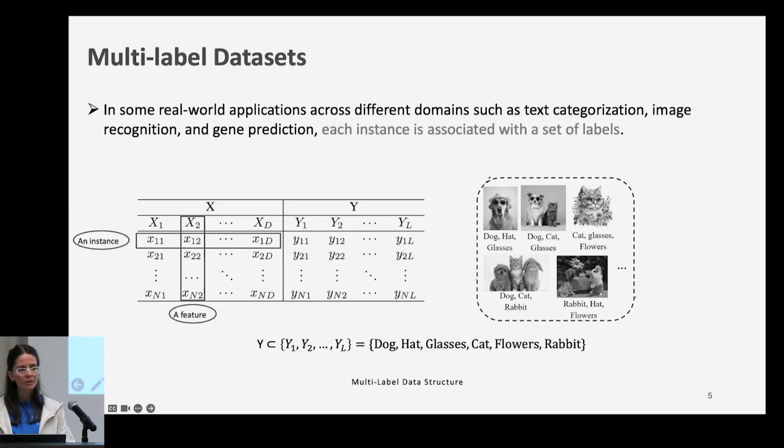But in some real-world applications, we may encounter multi-label datasets instead of single-label data. Instead of having only one label for each instance, we may have a set of labels for each instance. For example, here you can see the multi-label data structure. If each row is considered as an instance, then each instance has a set of features and a set of labels. For example, in this figure, suppose we have a label set with 6 labels: dog, cat, glasses, hat, flowers, and rabbit.